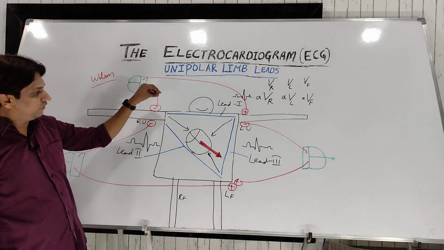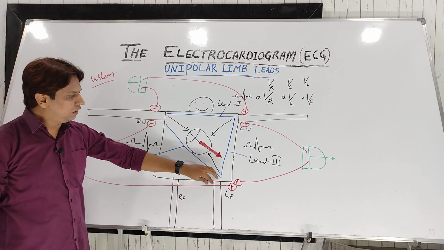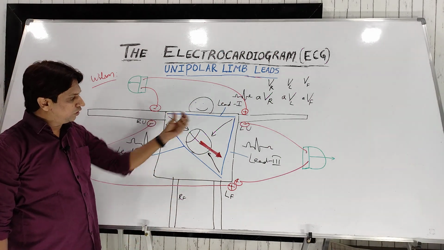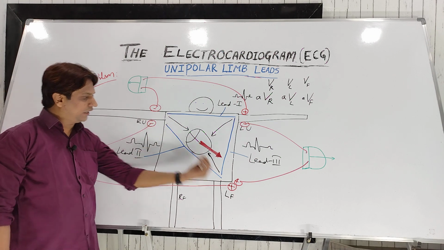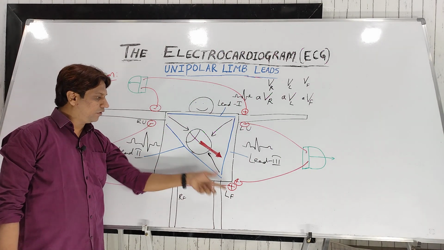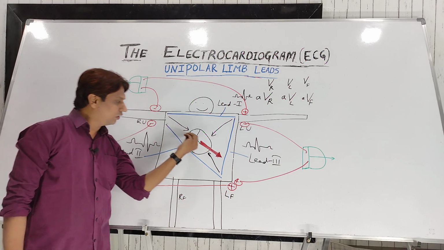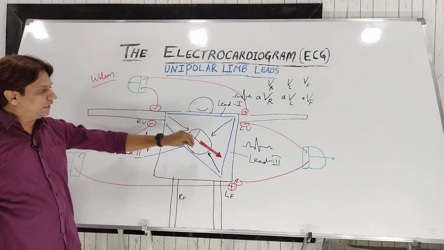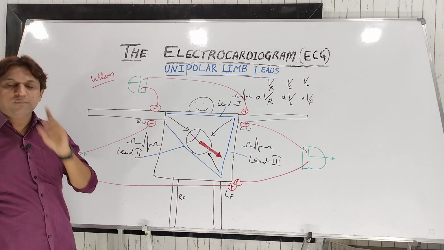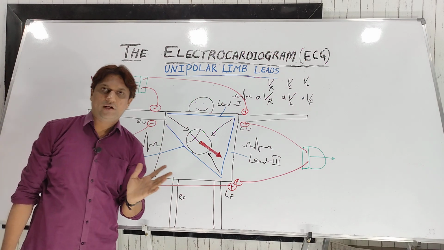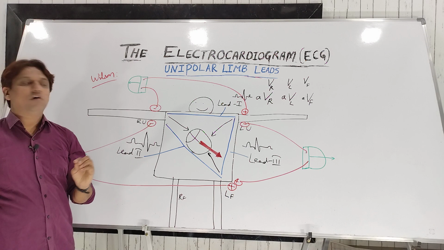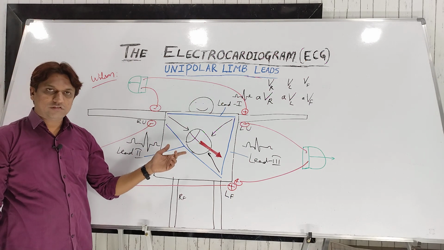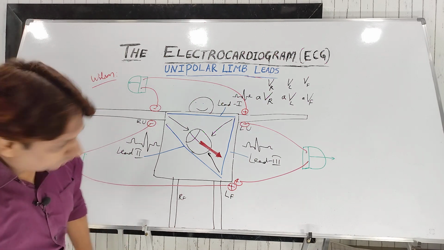Wilson wanted the negative terminal to be placed at the center, so that he could remove this directional limitation and visualize directly. To make that negative terminal sit at the center, he proposed the concept of the indifferent electrode. What is that indifferent electrode? I'll explain it. I'll just erase this one.